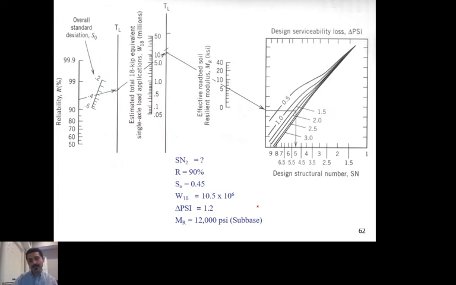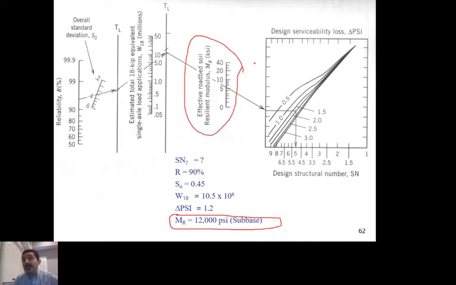The second layer, I'm going to get to the same nomograph. Now I'm designing the second layer. So the only difference between this run and the previous run is what modulus you are going to use. If I'm designing the second layer, I need to pick the modulus of the third layer, the layer underneath the layer of interest. So the same thing, reliability level of 90%. The standard deviation is 0.45.